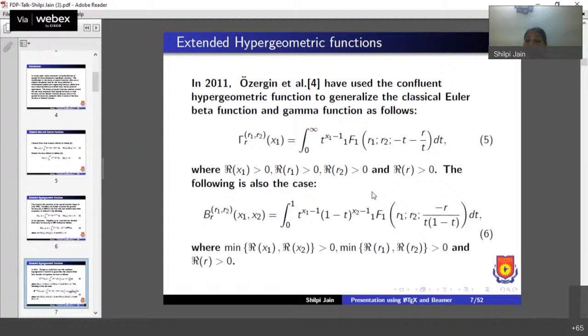The following is also the case of beta. Beta(r; r1, r2; x1, x2) = integral from 0 to 1 of t^(x1-1) (1-t)^(x2-1) 1F1(r1; r2; -r/(t(1-t))) dt, where the minimum of real x1, real x2 is greater than 0, the minimum of real r1, real r2 is greater than 0, and real of r is greater than 0.